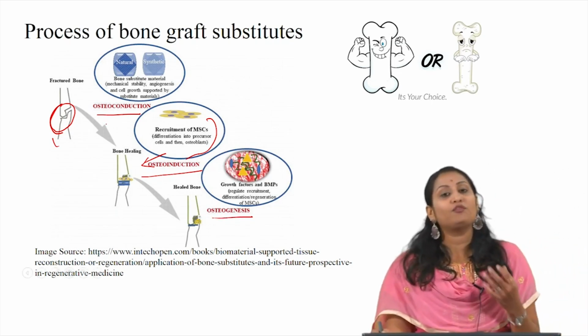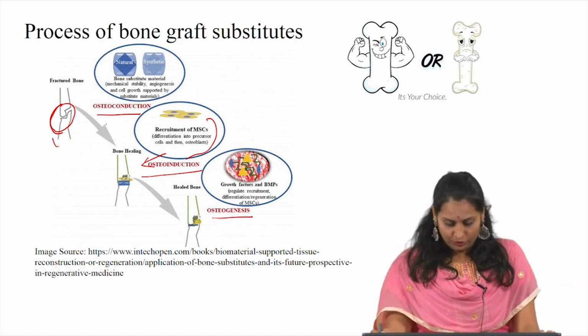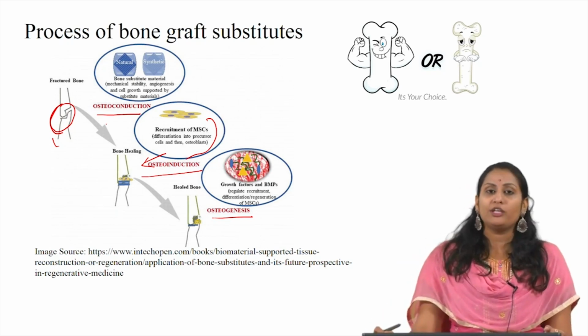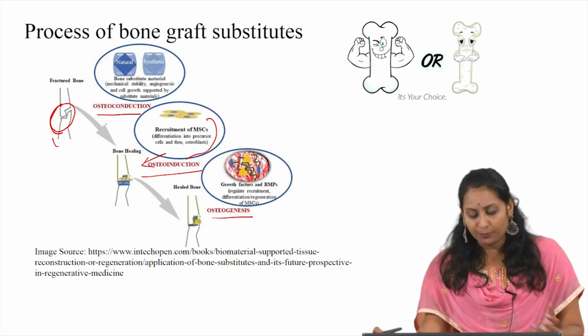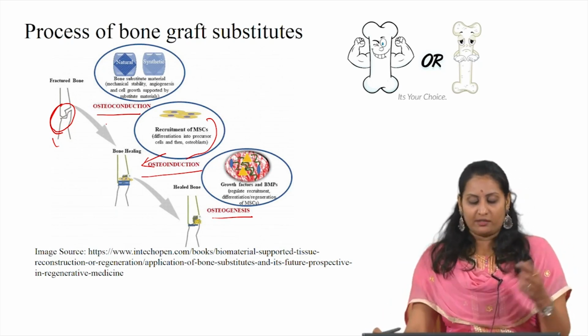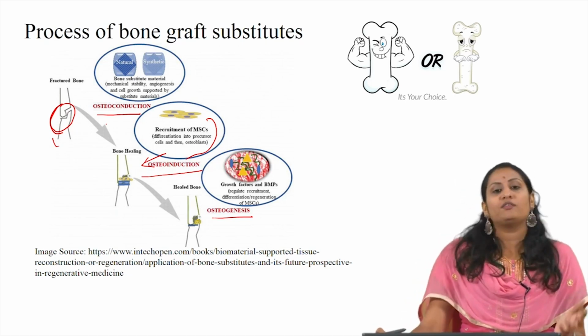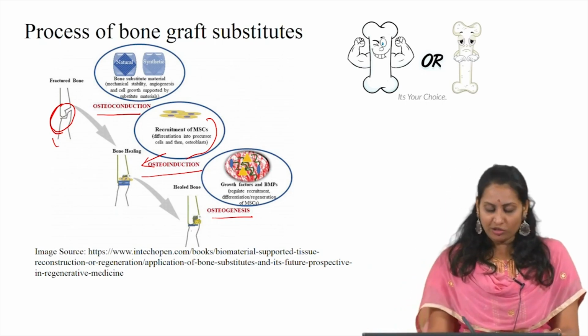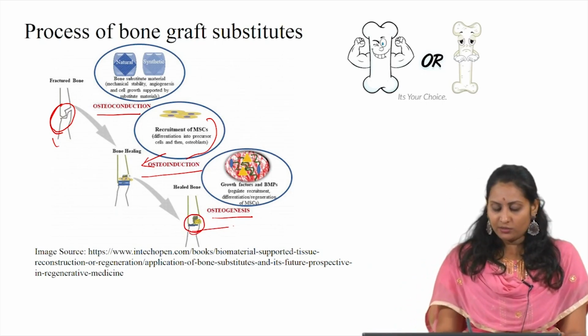Osteogenesis is nothing but the formation of new tissue, which can be done with a combination of growth factors, which are nothing but bone morphogenetic proteins, which regulate, recruit, differentiate and regenerate mesenchymal stem cells. So osteogenesis takes place and the bone is healed completely.